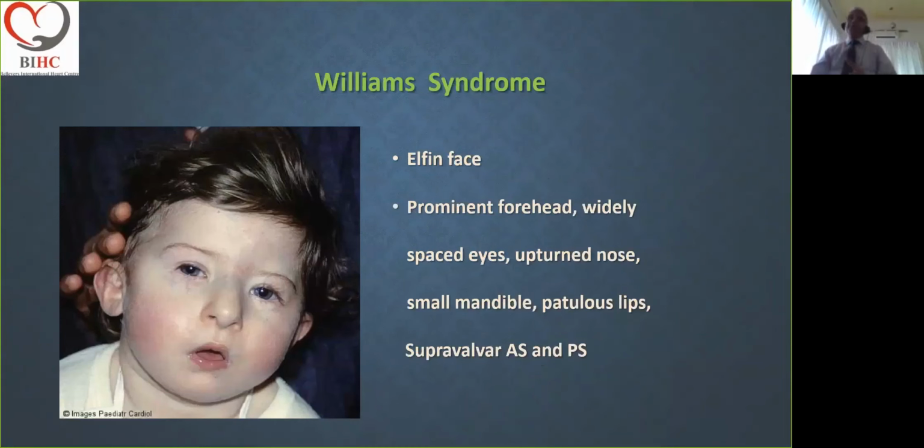It does not appear in the neonate. It takes a few years for the typical face to appear. And seeing that face mandates that you look for the common abnormalities that go with Williams syndrome, like supravalvar aortic stenosis and pulmonary stenosis.